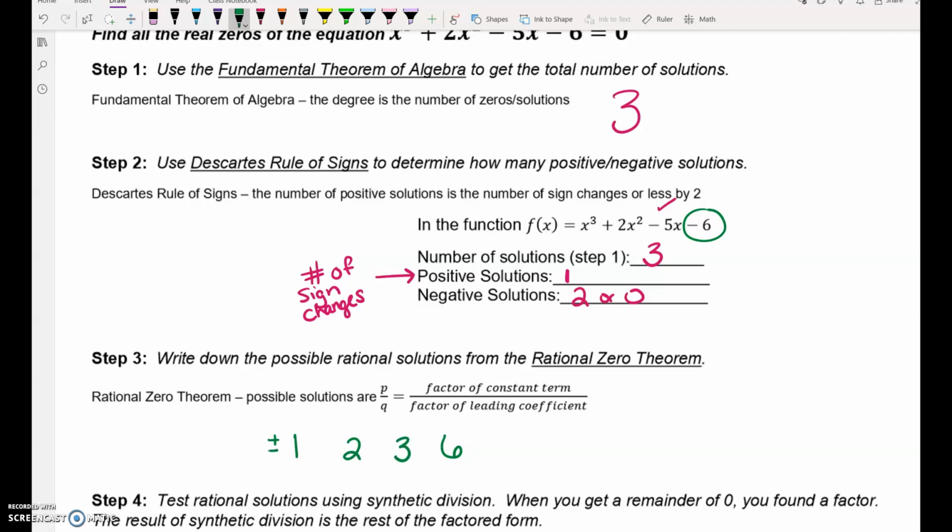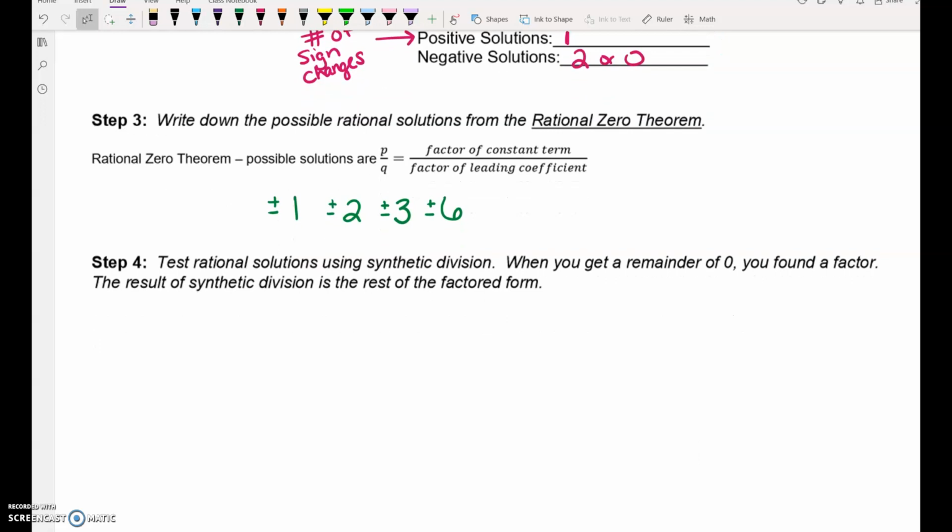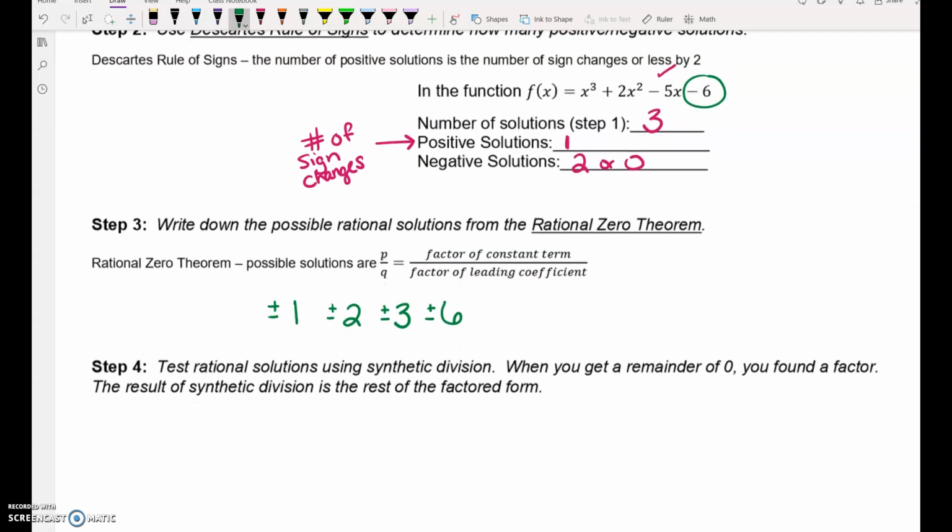So, positive or -1 might be a solution. Positive or -2 might be a solution. Positive or -3. Positive or -6. There are 8 potential, we'll say 8 potential suspects. From these 8 suspects, we're going to find the 3 solutions. Here's where we use synthetic division. We're going to test these potential solutions. We're going to test the suspects to see which ones are actually the solutions.